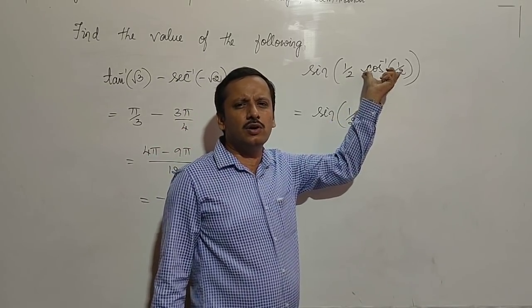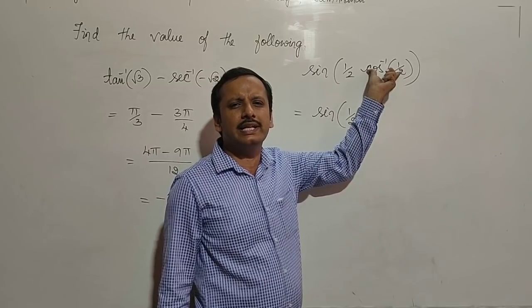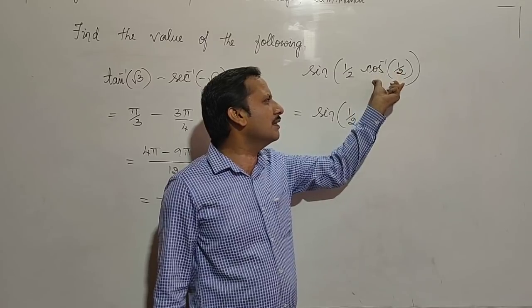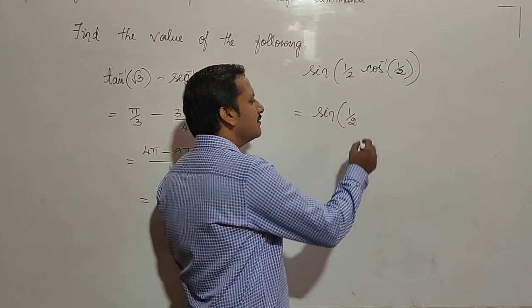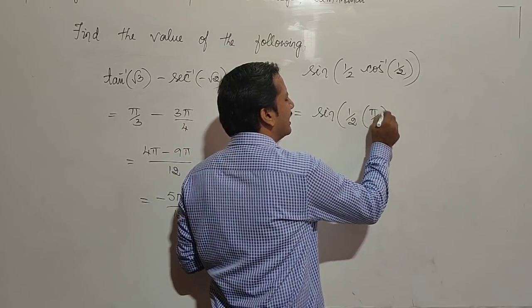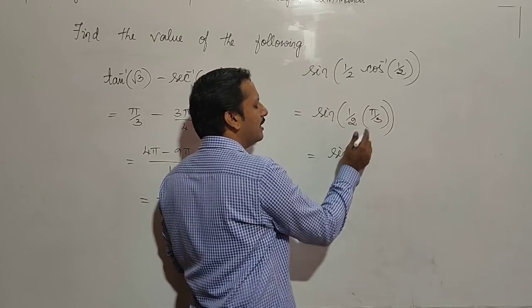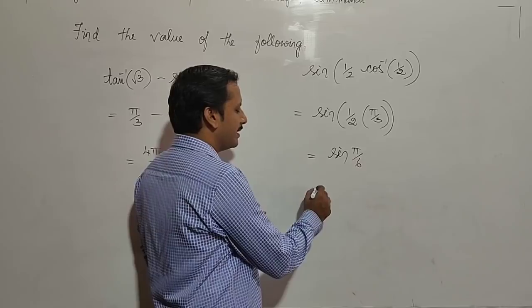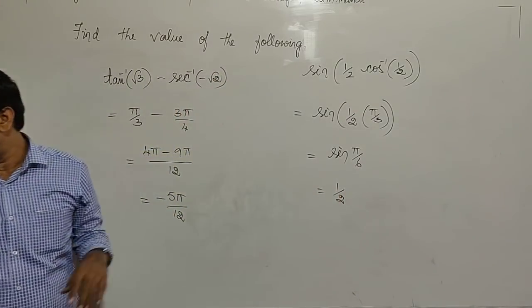As you already know, cos theta is equal to 1 by 2 whenever theta is equal to pi by 3, 60 degrees. Cos 60 is equal to 1 by 2, or cos pi by 3 equals 1 by 2. Therefore, cos inverse of 1 by 2 can be directly written as pi by 3. So now 1 by 2 into pi by 3 will give you pi by 6. Sin pi by 6 is equal to 1 by 2.